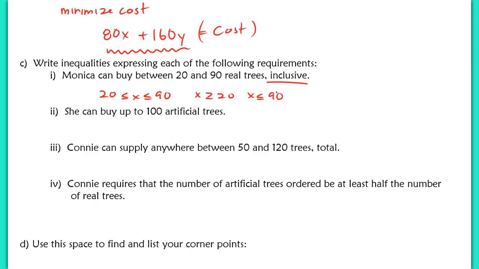And she can buy up to 100 artificial trees, which means that y is less than or equal to 100. So it doesn't give you a minimum number of trees. It just says she can buy up to 100.